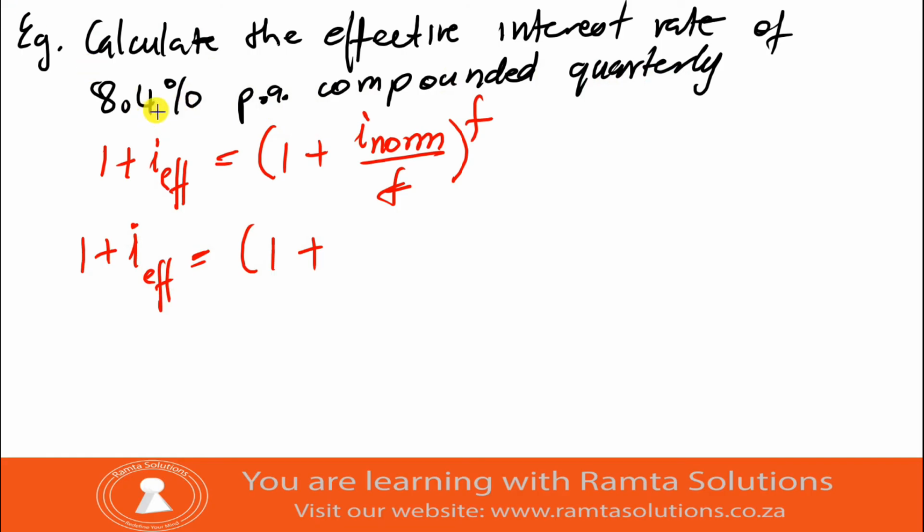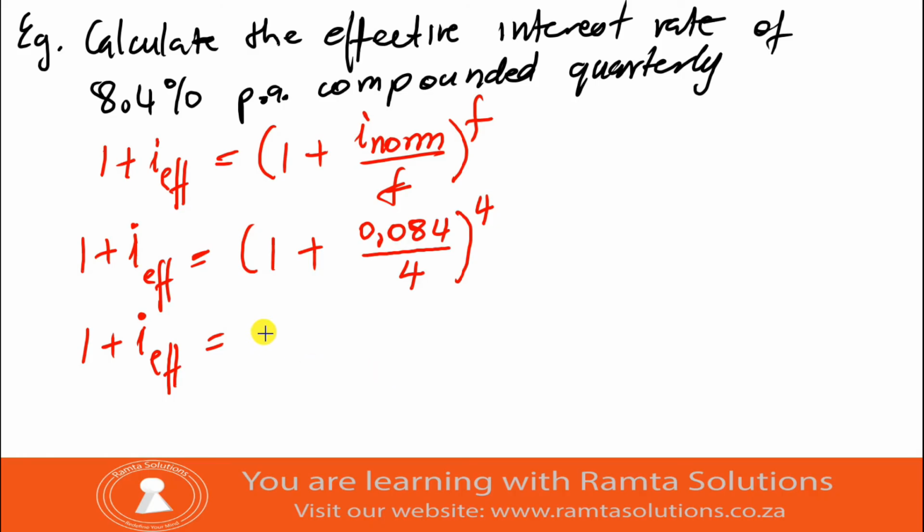Now, what is our interest? Our interest is 8.4%, which is 0.084. How many times is this interest quoted? 4 times in a year. So your f will be 4, to the power 4. Okay? Now let's get it. 1 plus i_eff is 1 plus 0.084 over 4, close bracket, to the power 4.